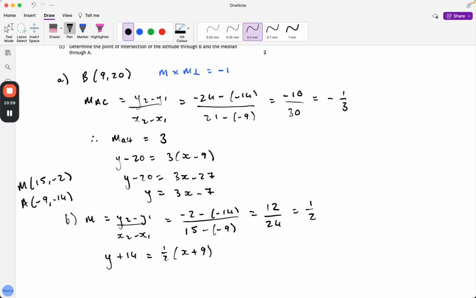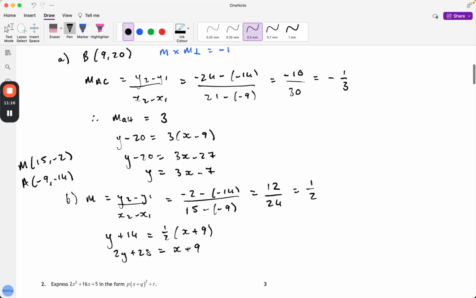Grand, we can make that look a little bit nicer. If you want to get rid of the half as well, you can just times everything by 2. It's completely up to yourself, or you can just keep the half there, but you are going to have to do a little bit of fractions at the end. What I'll do is I'll times everything by 2, so that I've got 2y plus 28 equals x plus 9, just to get rid of that half. And then I will move my x over, and I'll move my 9 over as well. So you can have 2y minus x, and then 28 minus 9 is going to be 19.